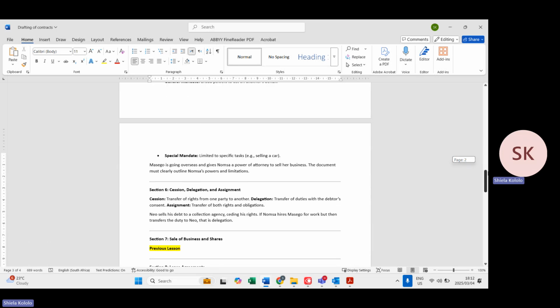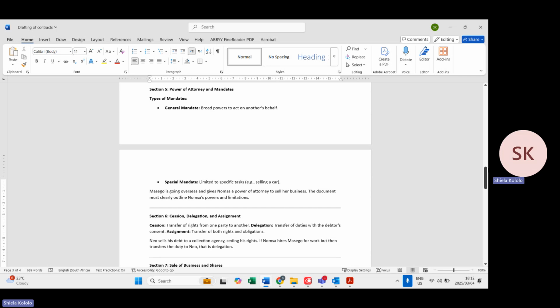And then we've got a power of attorney. There are two types of power of attorney. We've got the one with the general mandate. So it's broad and it gives powers for one to act on behalf of another. So suppose I'm going to the UK for like 5 months. I can give power of attorney to Mary and say, Mary, please handle all my affairs in South Africa while I'm away. Anything that has to do with me, please attend to it.